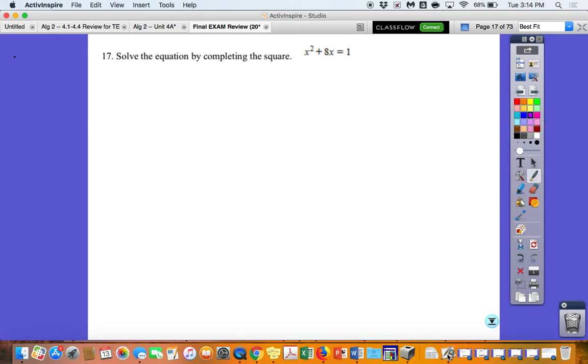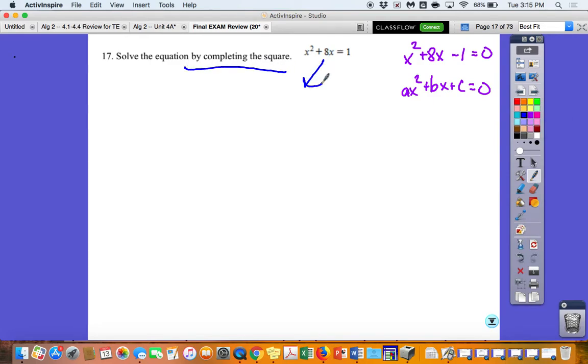Yes, completing the square is a nice thing to be able to do, but if you need to do quadratic formula, get it right. If you're going to do quadratic formula, remember quadratic formula requires you to have ax squared plus bx plus c equals 0 before you start. So you have to move the 1 over and set it equal to 0 before you do quadratic formula. Otherwise, your answer is going to be wrong. But I'm going to do completing the square because that's what it says.